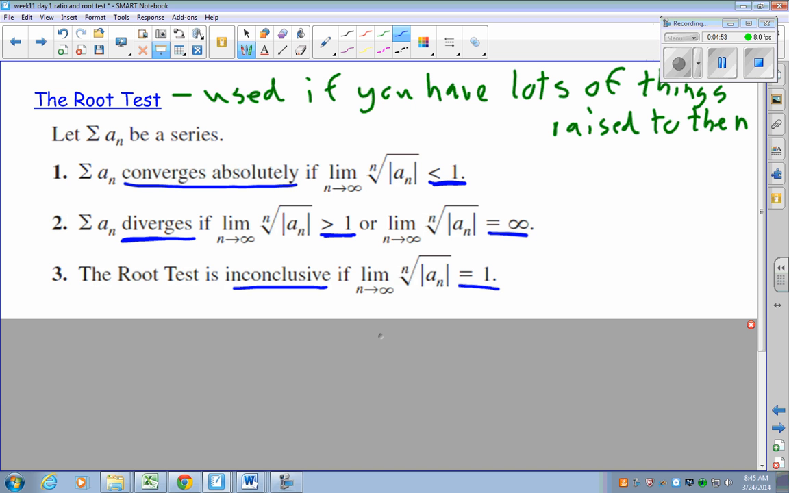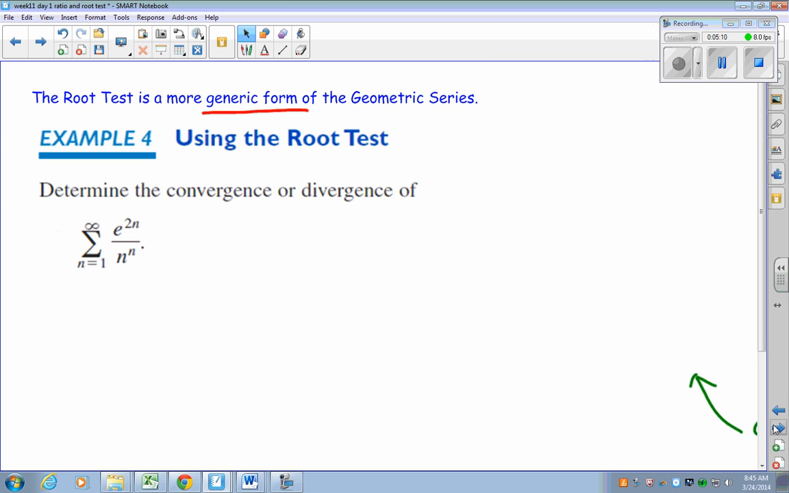So the only difference between the ratio and root test is the ratio test is taking the ratio of the next guy over the current guy, the absolute value of that. And the root test just says take the nth root and then look at it. So, the root test. It is a more generic version of the geometric series. I'm going to show that to you on this problem here.